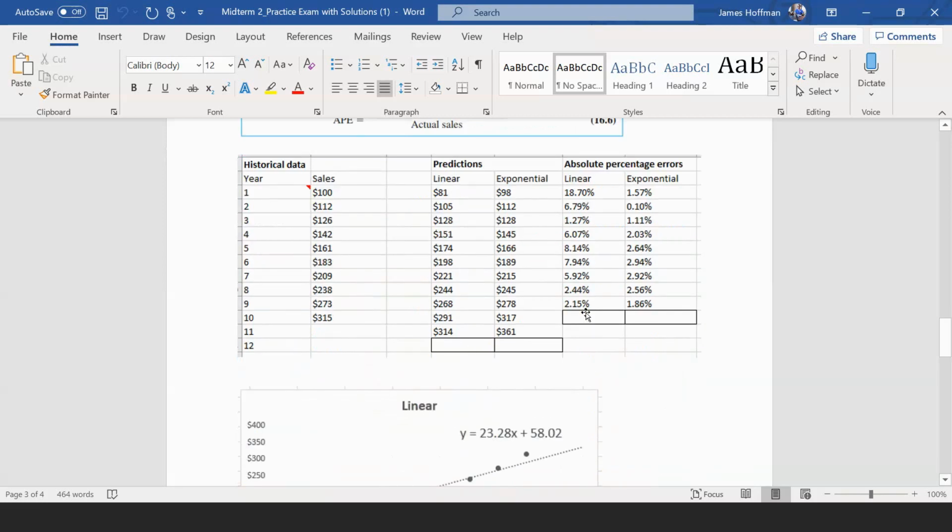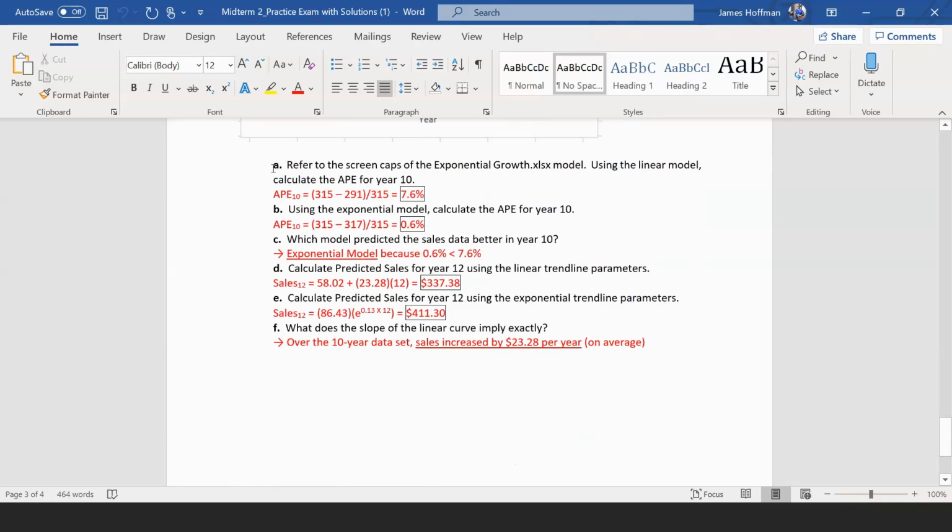Okay, so you're calculating this blank box right here. The actual sales data in year 10 was 315. The prediction for the linear was 291. All you're doing is actual minus predicted over actual, so it's 315 minus 291 divided by 315. So the APE for year 10 for the linear is 315 minus 291 divided by 315.